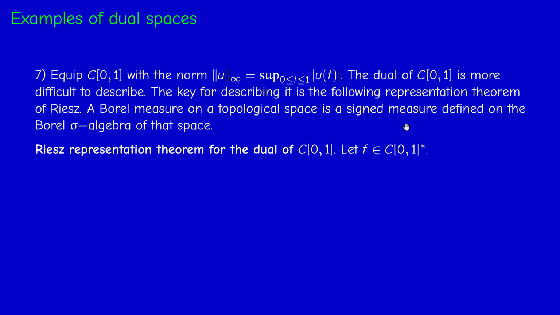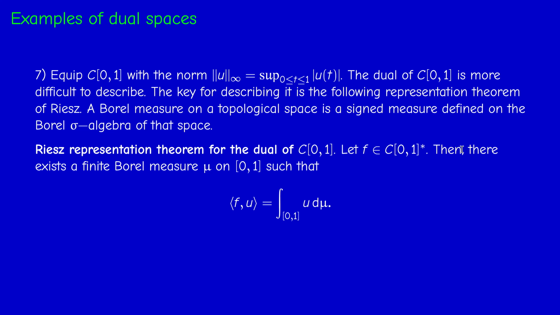If f is in the dual of C[0,1], so it's a linear bounded map from C[0,1] to R, then we can represent f as an integral. So there exists a Borel measure, a signed measure, mu on [0,1], such that f of u, this is a real number, is the integral over [0,1] of u, the continuous function, with respect to the measure mu. Okay, and we have to take a signed measure, because this is something that could be negative, right? So this is known as the Riesz representation theorem for the dual of C[0,1].